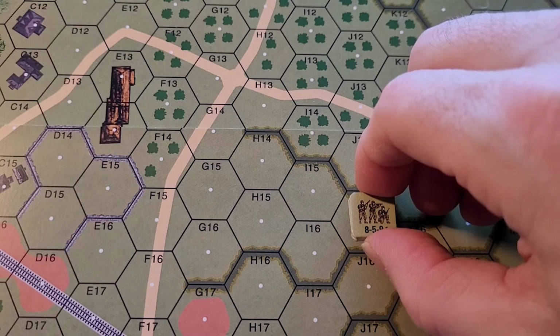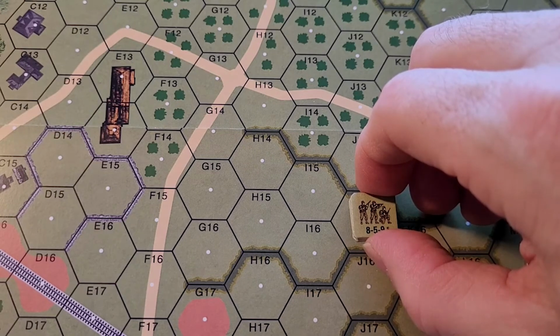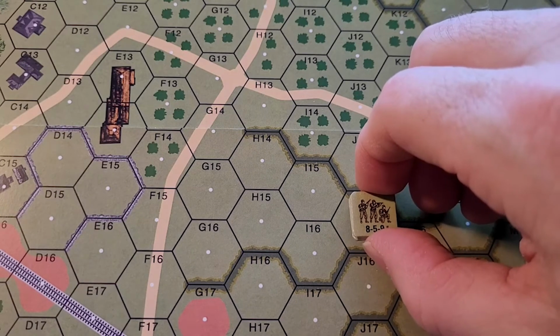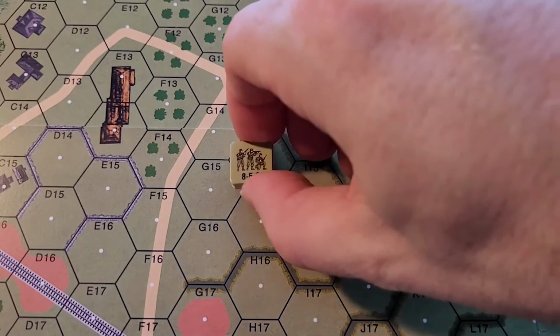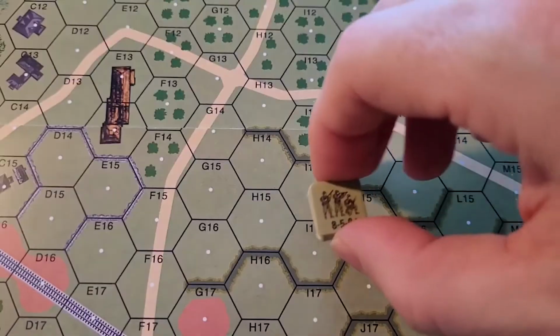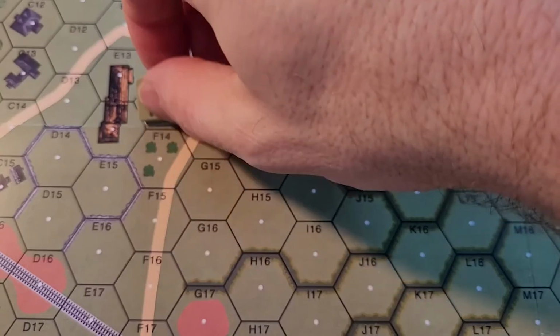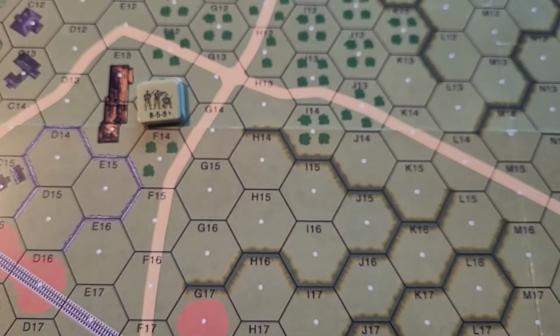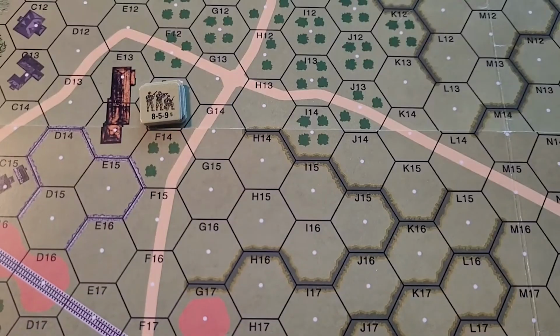You cannot drop off or pick up any other units as you're moving, but if we wanted to go to F13, because we have four movement points, we could go 1, 2, 3, 4. Yeah, I miscounted there. So that is a single hex stacking, or single hex platoon movement. Pretty simple, pretty easy. You do not need a leader. You just activate the hex, move everybody in it.